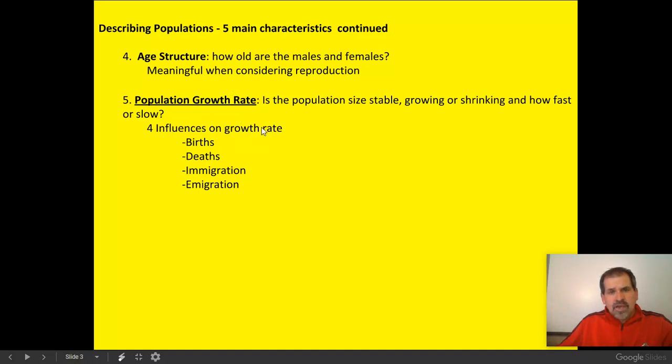There are 4 influences on growth rate. First 2 are pretty obvious, births and deaths, right? Births add to the population, deaths take away. And then the other 2 are immigration and emigration. Immigration is individuals moving into a population, hence the term immigrant. Emigration is individuals moving out of a population.